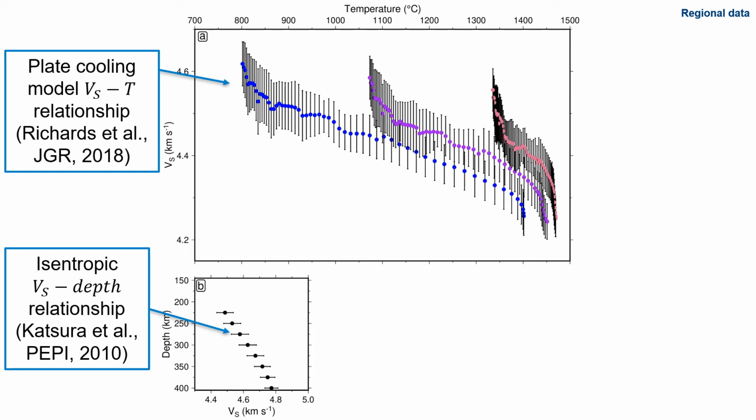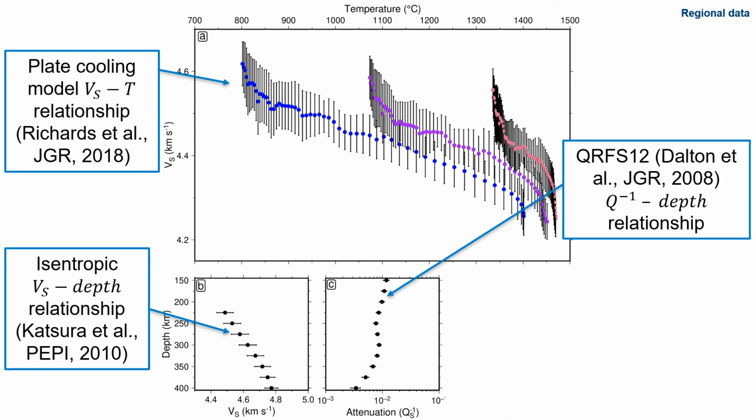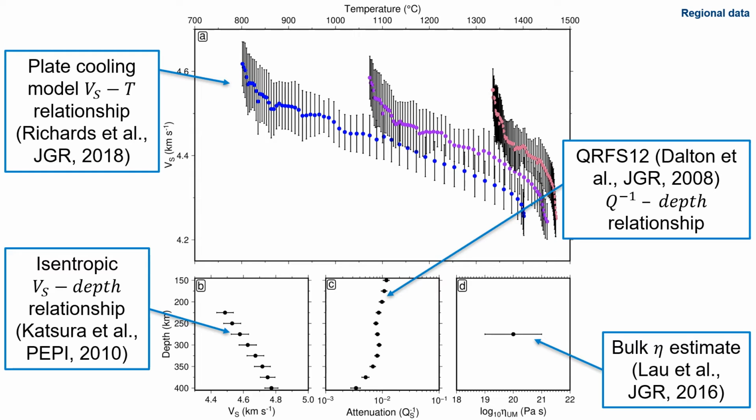As an additional constraint, a 1420 degree isentrope with temperature gradient of 0.44 degrees per kilometer will be used to estimate temperatures and hence infer VS between 225 and 400 km depth, shown in panel B. Attenuation measurements taken from the radial attenuation model of Dalton et al. in 2008 are shown in panel C. These will be compared to attenuation inferred from VS. A bulk shear viscosity constraint shown in panel D will be compared to the depth average viscosity inferred from VS.